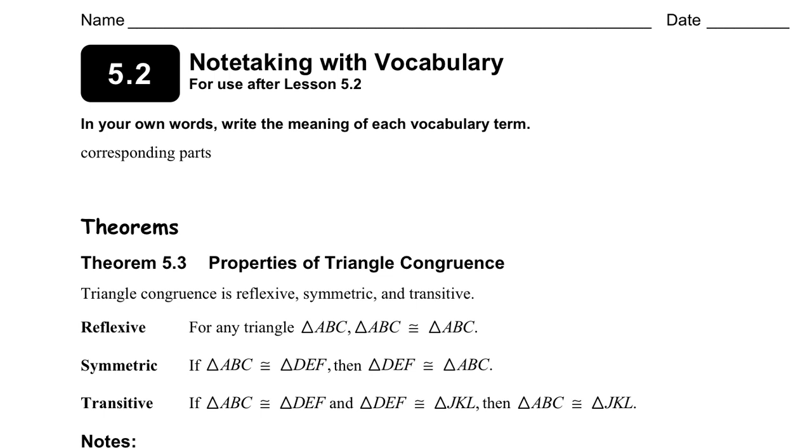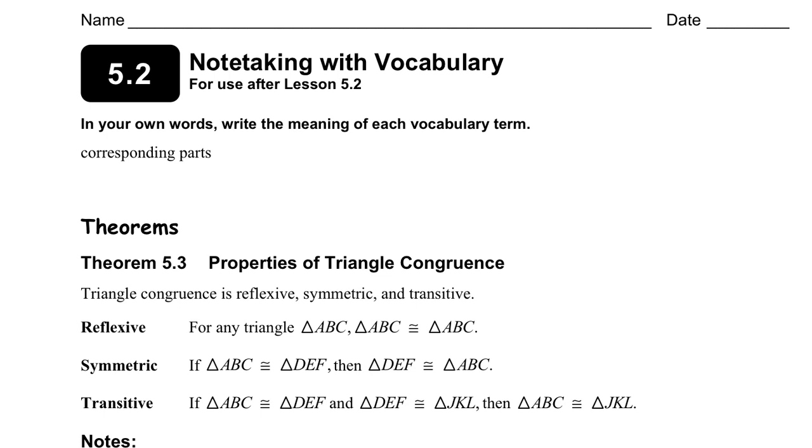Corresponding parts. Corresponding parts are just parts or pieces or places of a shape or polygon that are in the same relative location in another shape. Okay, so they go together, like top left, top right, top right. All right, so those are corresponding parts.